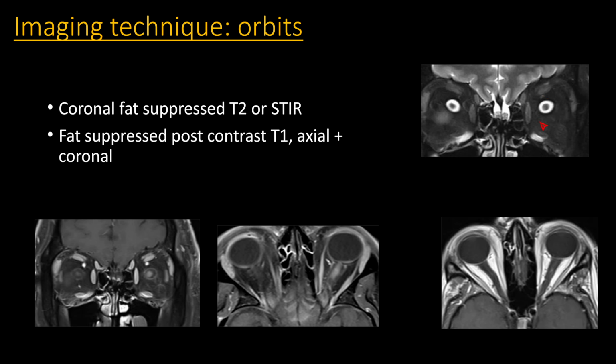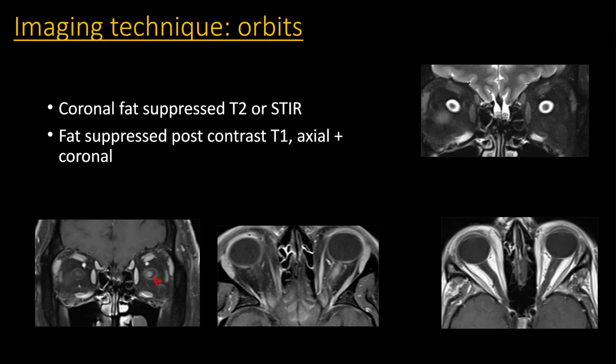Coronal tends to be the best plane for looking at the orbits, and in particular the optic nerves. On the axials, you tend to have slice selection problems a lot of times, but on coronal, at least you're going through it in cross section, so you have a lot more views of the optic nerves. And then again, post-contrast imaging is also very important, and in particular, fat suppression is extremely important.